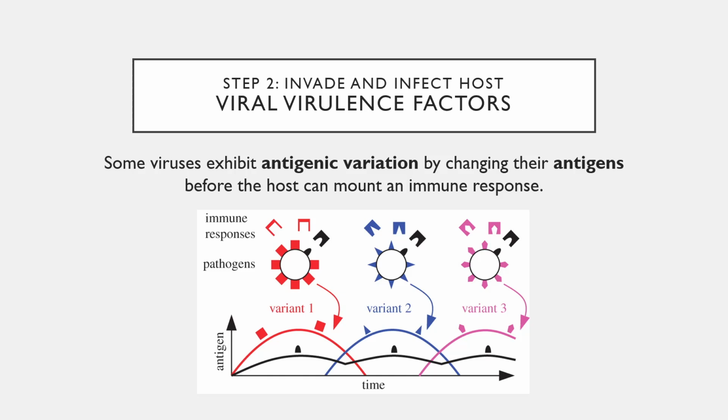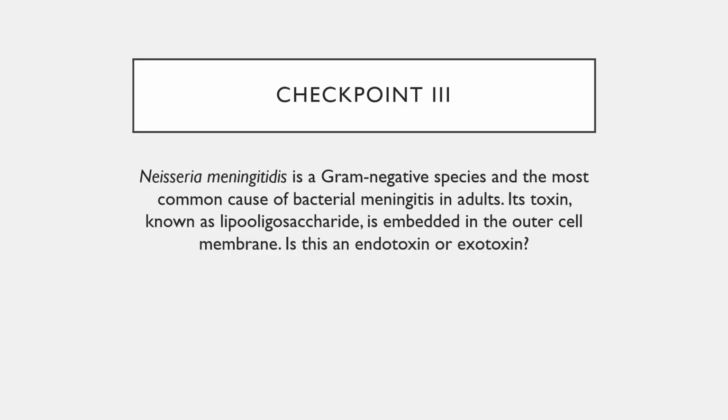So now we have a third checkpoint in this area. Neisseria meningitidis is a gram-negative species of bacteria, and it is the most common cause of bacterial meningitis in adults. Its toxin, known as lipo-oligosaccharide, is embedded in the outer cell membrane. Is this an endotoxin or an exotoxin?